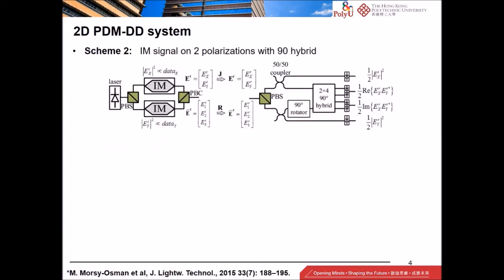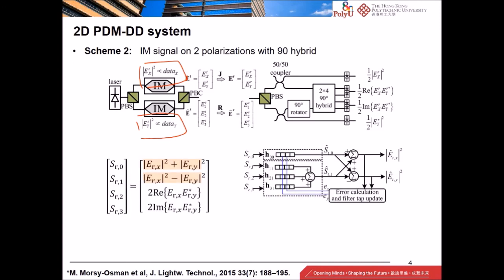Now this is another scheme to implement two-dimensional Stokes vector, POMAX Stokes vector direct detection systems. In this case, the signals from both polarizations will be intensity modulated. So there's no complex IQ modulation, but both signals in both polarizations are intensity modulated, and the receiver structure is the same as the previous case.